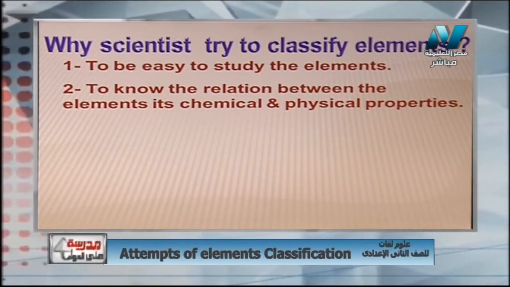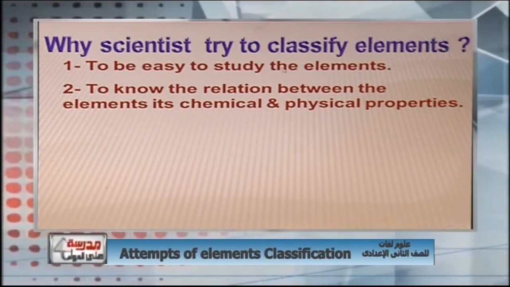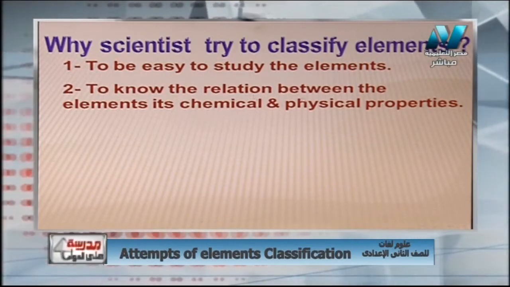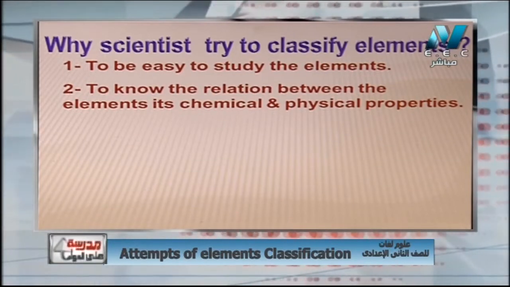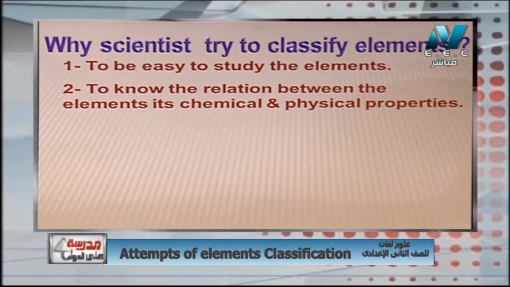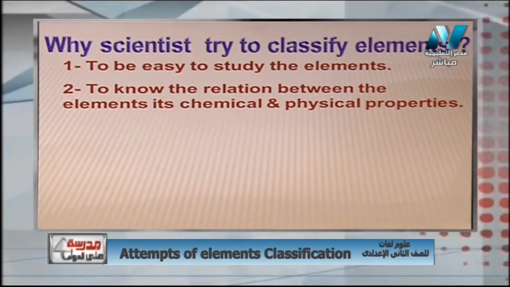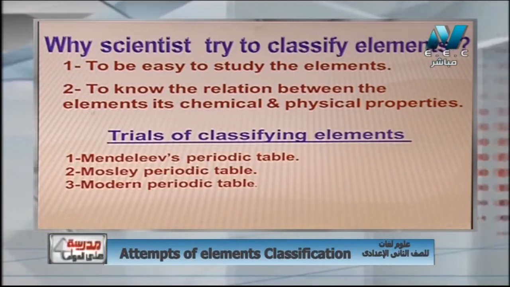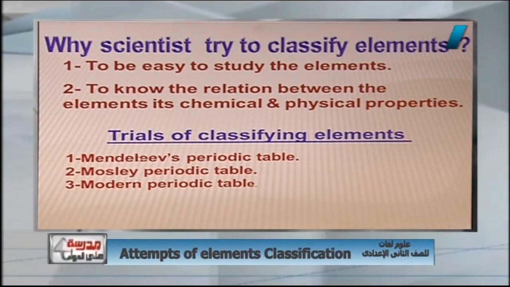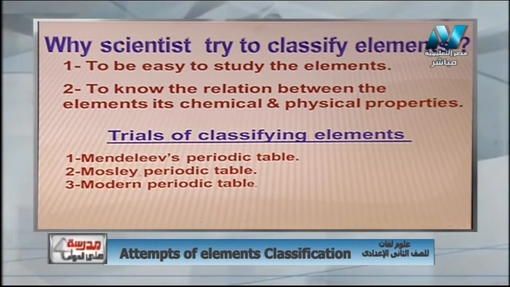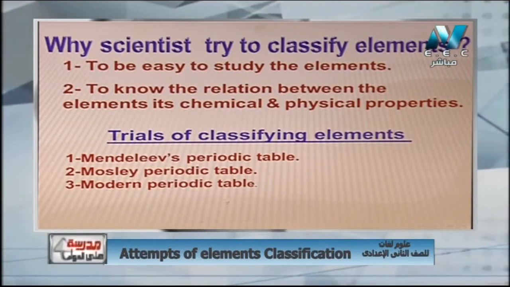Again, why do scientists classify the elements? To make it easy to study the elements and to know the relationship between chemical and physical properties. Okay. We have three attempts for this classification. There were many attempts, but we are going to study only three of them. The trials or attempts to classify the elements. Number one, Mendeleev's periodic table, and we are going to take it right now. Number two, Moseley's periodic table, and number three, the modern periodic table.